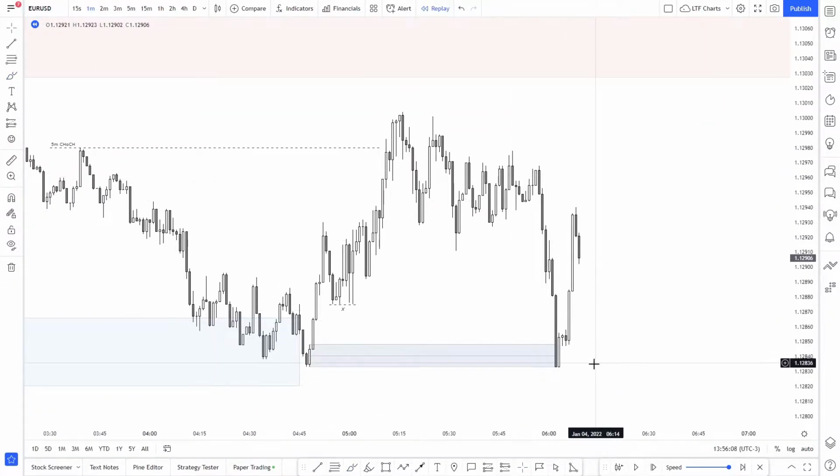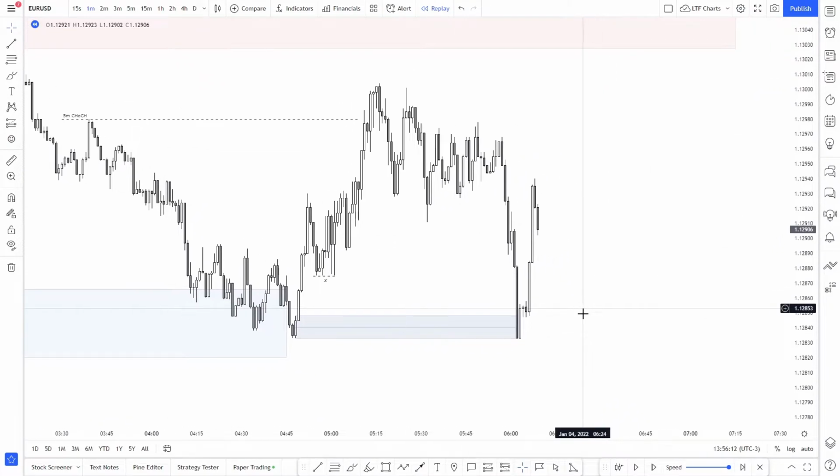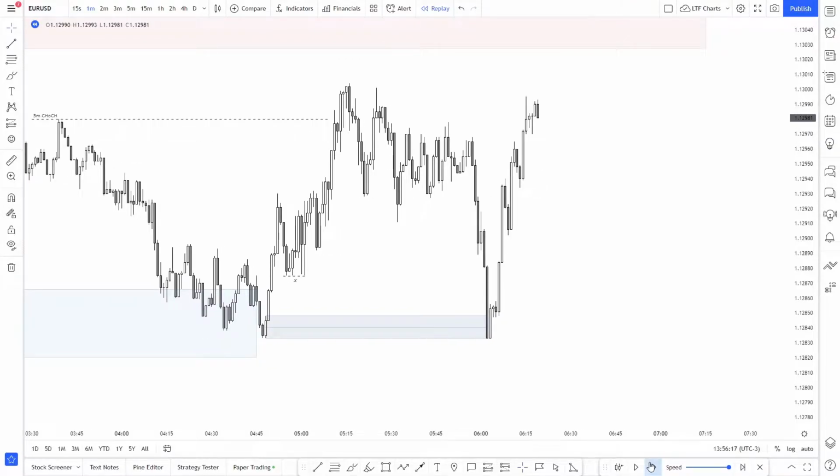So this is probably a trade that I would have not taken due to the fact that it pulled away a lot, it's reacting to supply, so it's not really that good entirely. And then we see that, well, price continued to push higher.